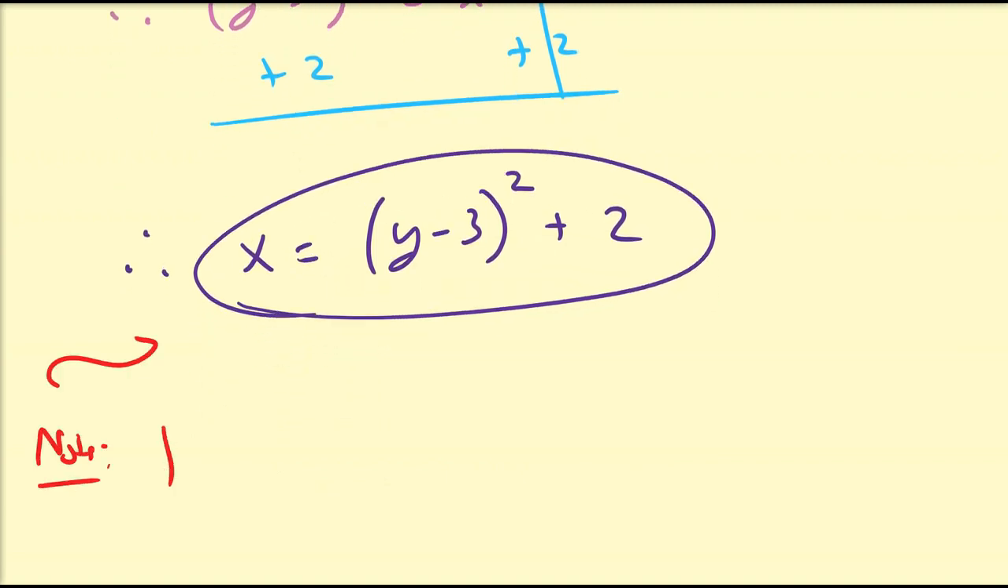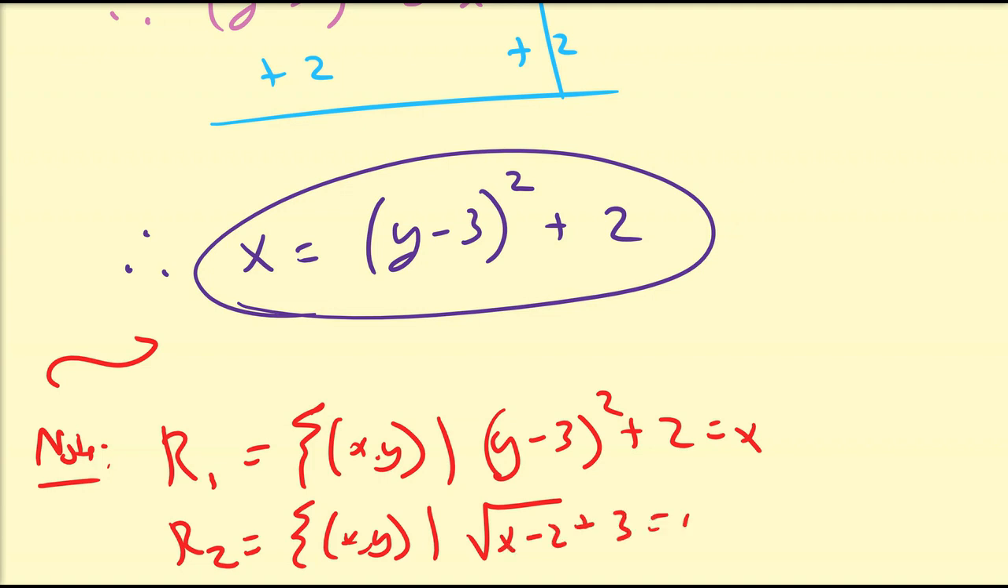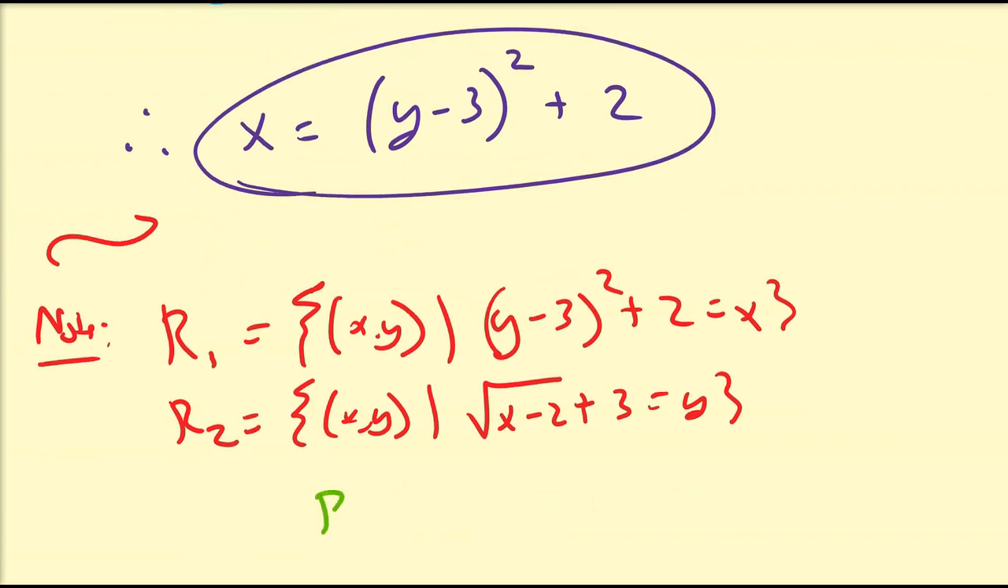So note, the relation R1, which constitutes the points (x, y) such that (y minus 3) squared plus 2 is equal to x, and the relation R2 with the points (x, y) such that square root of x minus 2 plus 3 is equal to y. If we have these two relations, R1 does not equal R2. You can check out the graphs of these two relations and you'll see that they are not the same, right? So how can we adjust for this difference, right?